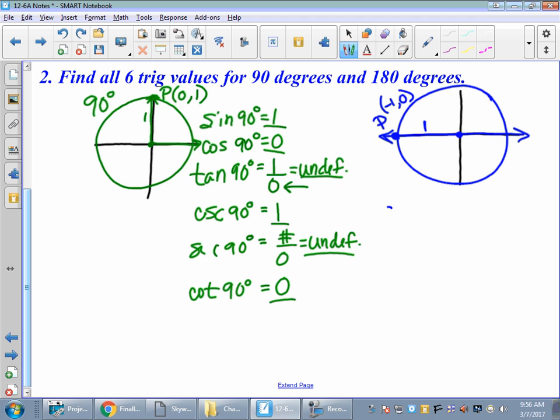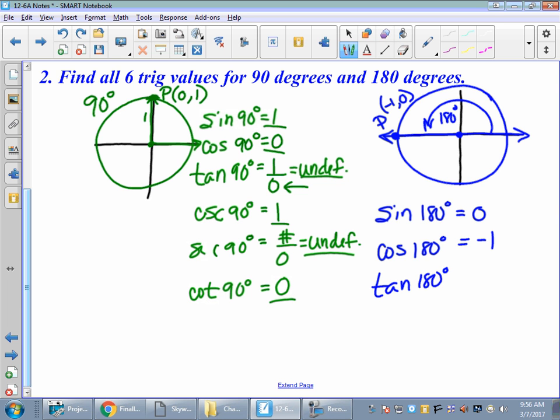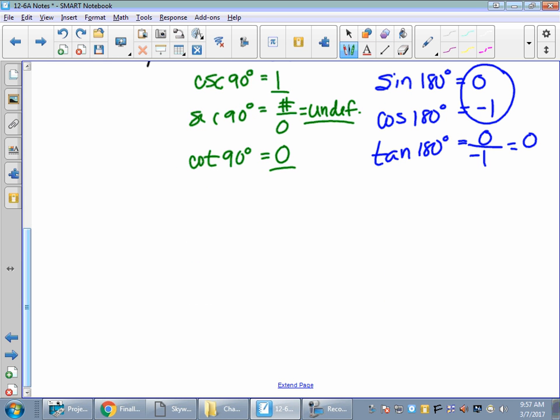So the sine of 180, this is 180 degrees, by the way. The sine of 180 degrees is equal to the y-coordinate, which is 0. The cosine of 180 degrees is equal to the x-coordinate, which is -1. Tangent, put sine over cosine. So put these two values over top of each other. 0 divided by -1 is actually 0. If you don't know if that's undefined or not, you type it into your calculator and it will give you 0. When it's undefined, it'll give you an error message.